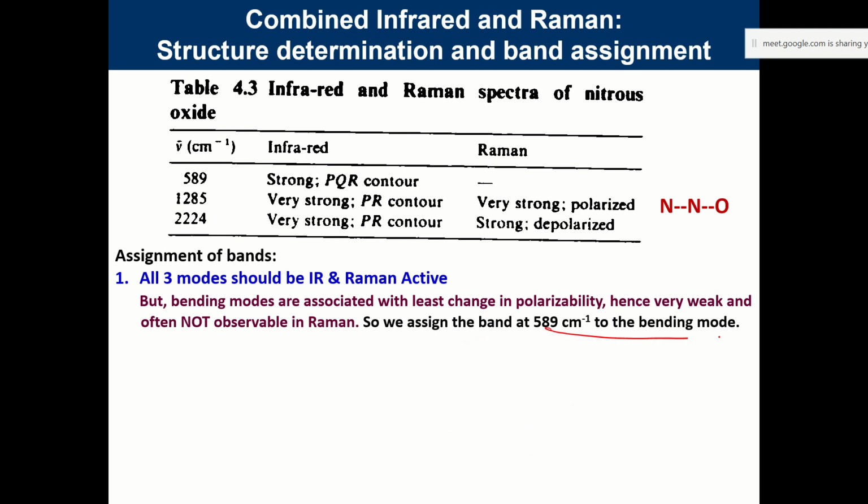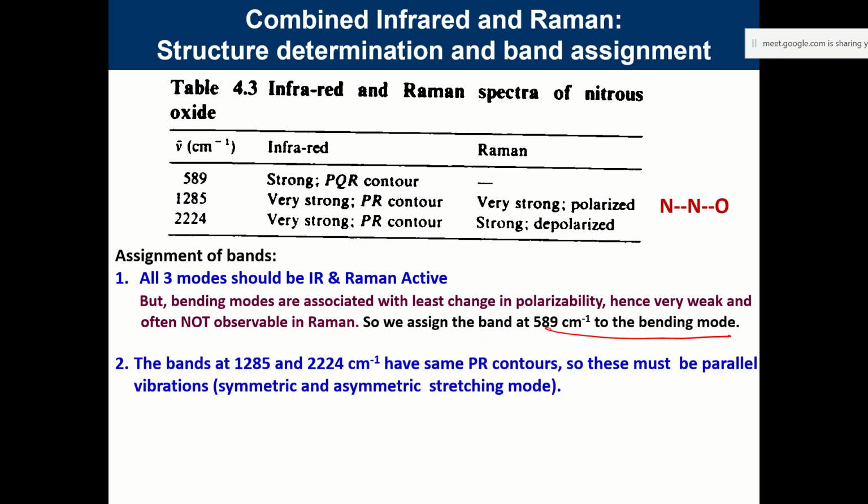You can assign the bands. 589 centimeter inverse is bending, associated with the least change in polarizability, and theoretically it is Raman active, but may not be observable in the spectrometer because the polarizability change is very small. This happens in the case of water also.